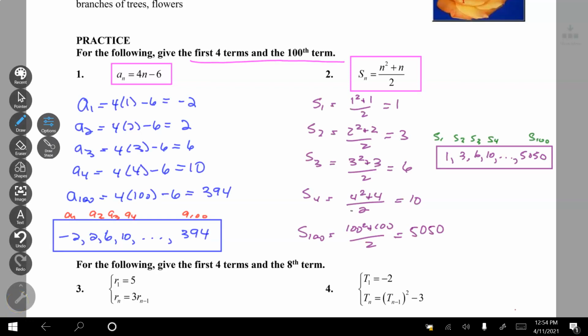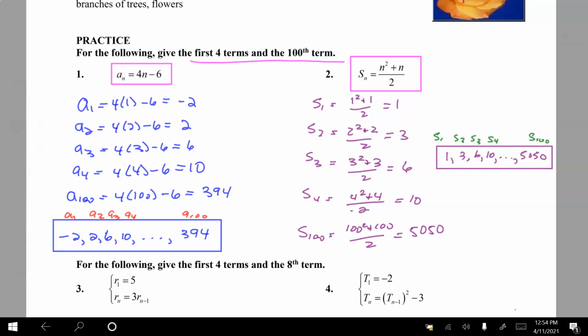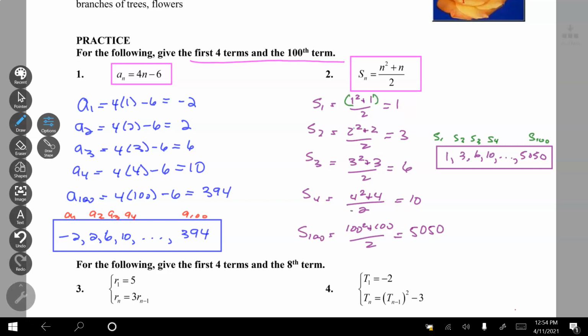So the explicit is pretty easy. All I had to do was plug in the numbers 1, 2, 3, 4, and 100, and I did all this work. On the second one, because there's a fraction bar implied, if you just use the slash key on your calculator, you better put parentheses around your whole numerator.